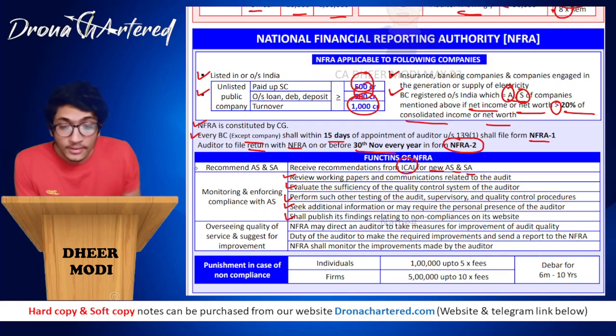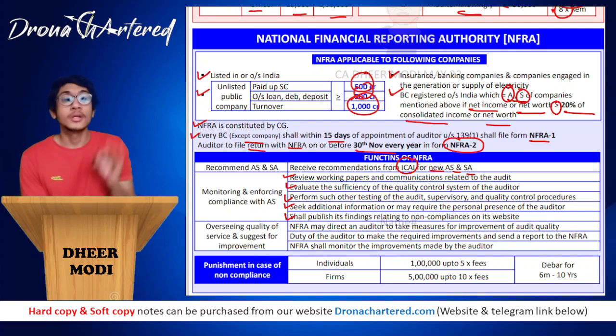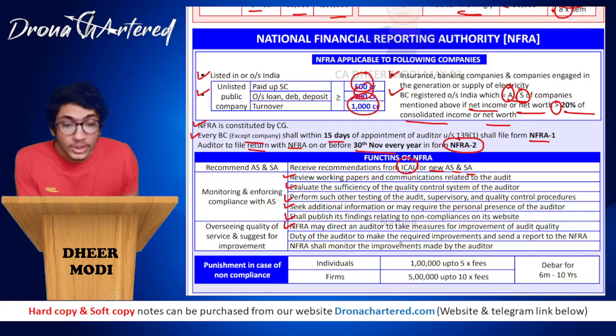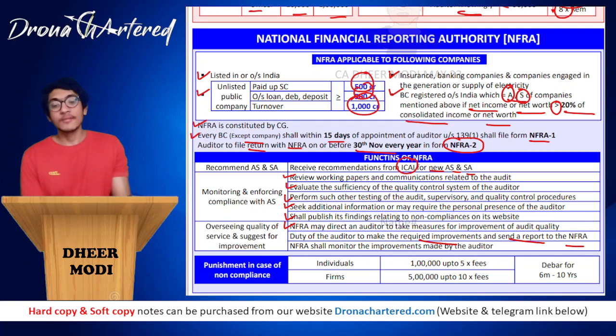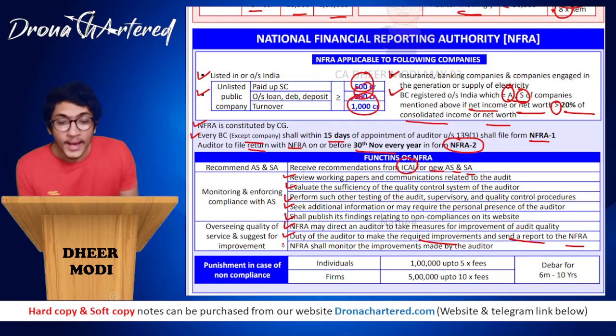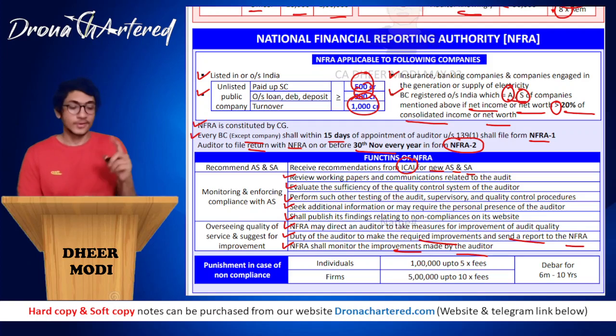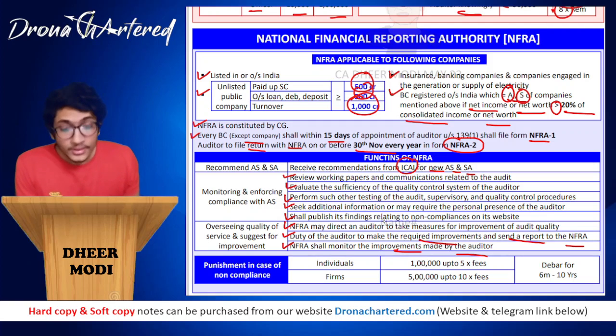Okay. Then next is overseeing quality of service and suggesting improvements. NFRA may direct an auditor to take measures for improving quality of audit. It is the duty of the auditor to make the required improvements and send the report to the NFRA. These things are taken very seriously. If they have recommended something, you have to make sure that you are doing it. And last, NFRA shall monitor the improvements made by the auditor. So first you will check the quality, second the auditor shall send the report, and third you will closely monitor the improvements.